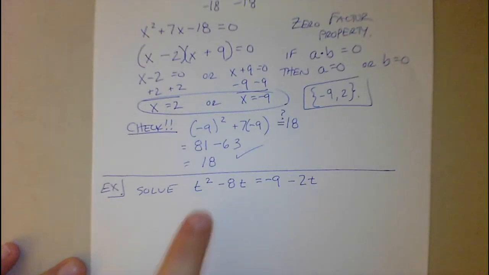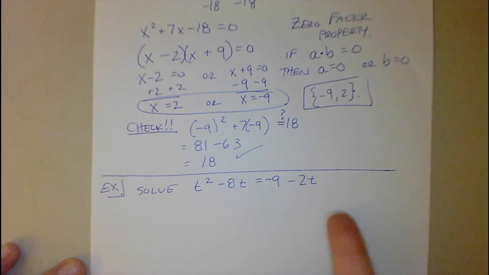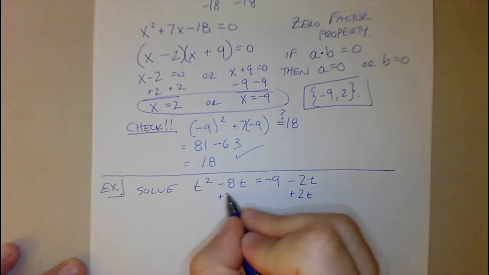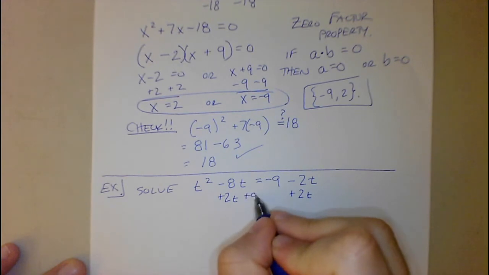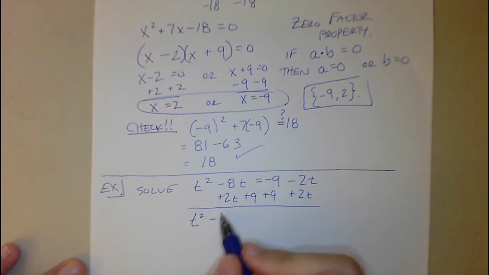I want to find out what number squared minus 8 times that number equals negative 9 minus 2 times that number. Again, I need to make sure that this whole entire thing is set equal to 0. Add 2t to both sides, and also add 9 to both sides. I have a t squared. Negative 8t plus 2t is negative 6t.